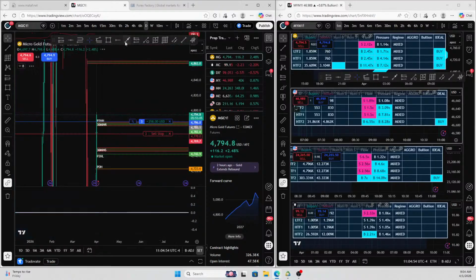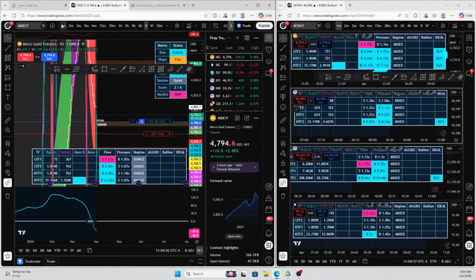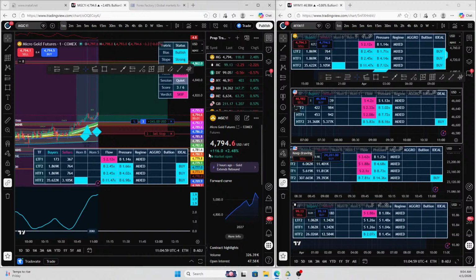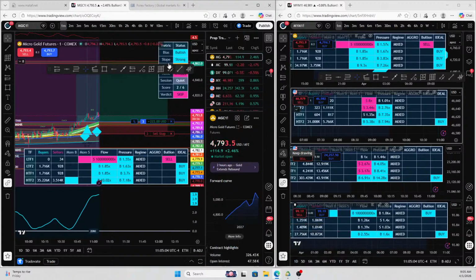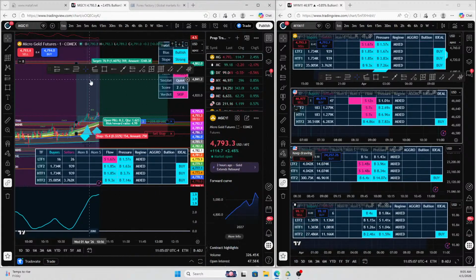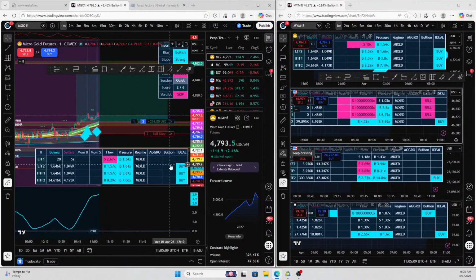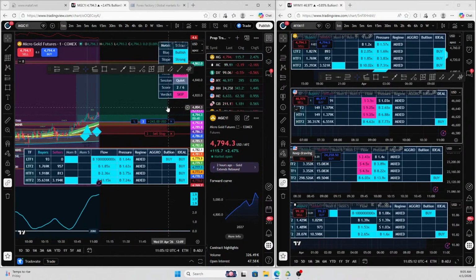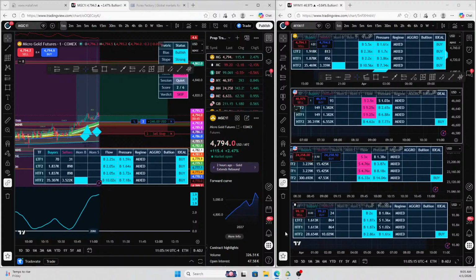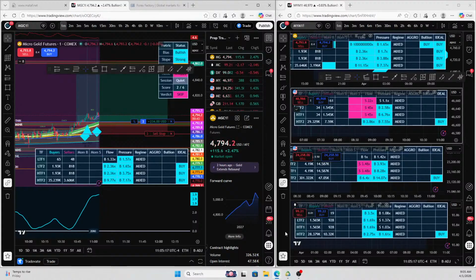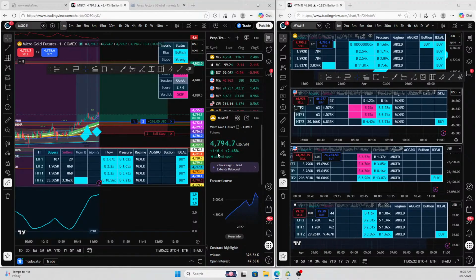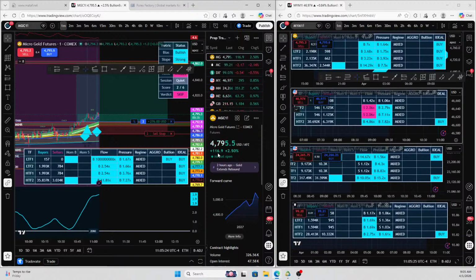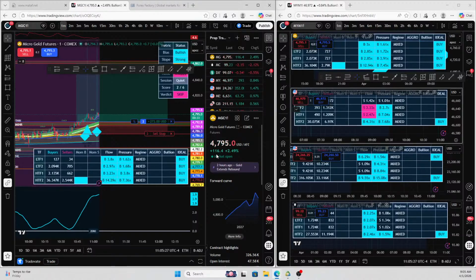Our daily ATR is 191. We are at 116. So 2793 plus 91 is somewhere around here. If it reaches here, that's going to be our daily ATR. So we still need 191, so we need almost 75 points more to hit our daily ATR.